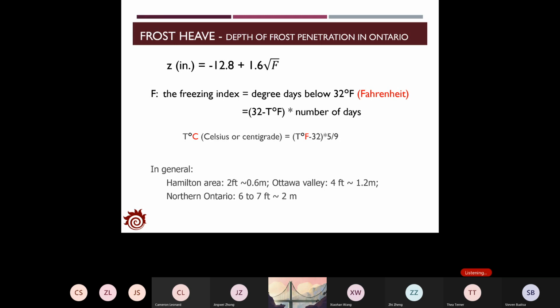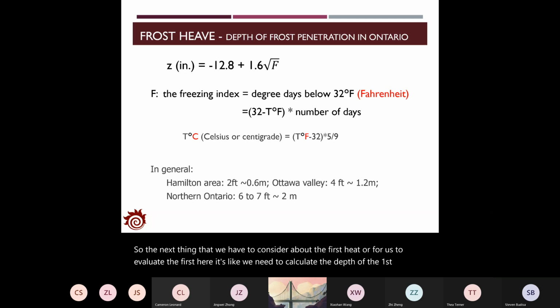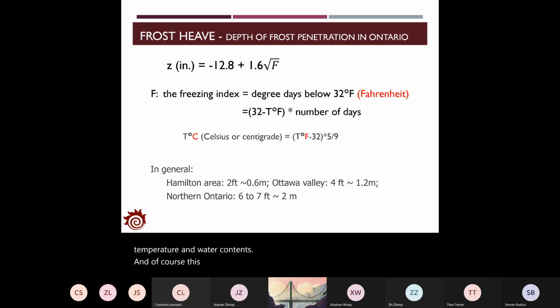So the next thing that we have to consider about the frost heave, or for us to evaluate the frost heave, is that we need to calculate the depth of the frost penetration, which means how the pavement structure will be affected by the frost heave effect, which is also determined by the temperature and the water contents. Of course, this is related to the local temperature and also the properties of the materials and the water contents in that material.